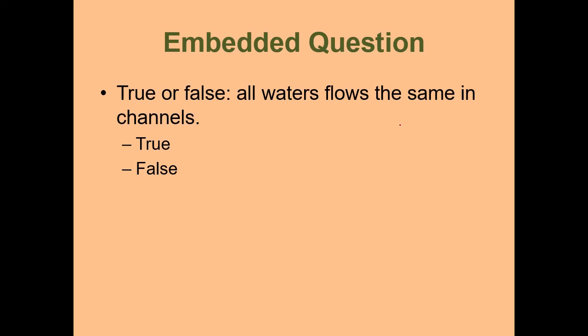True or false? So the answer to this one is false. Water behaves very erratically at times. It flows the way it wants to. Even in the same channel, we can have different types of flow.